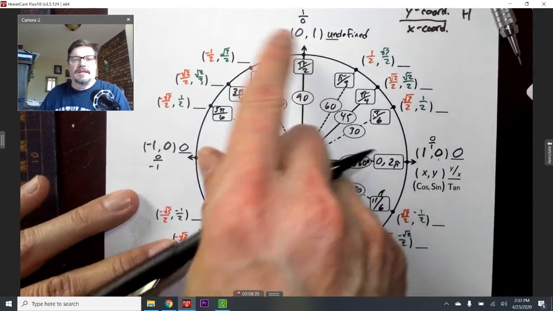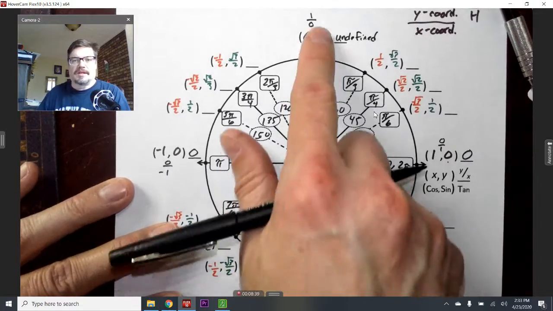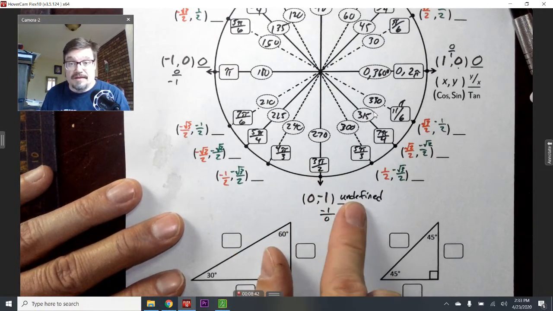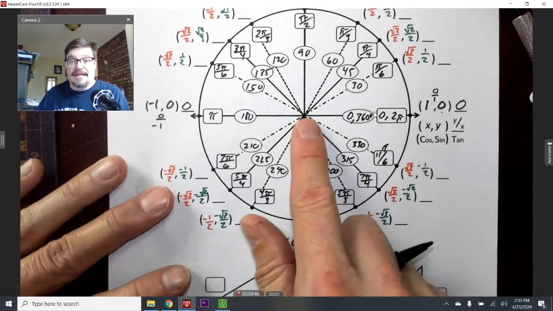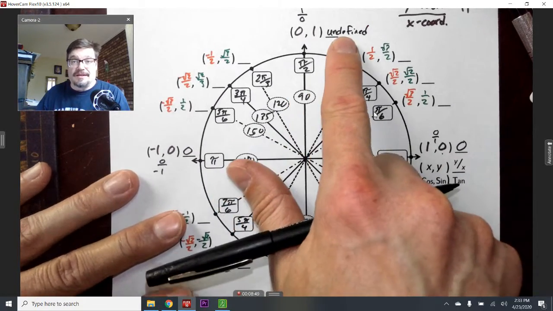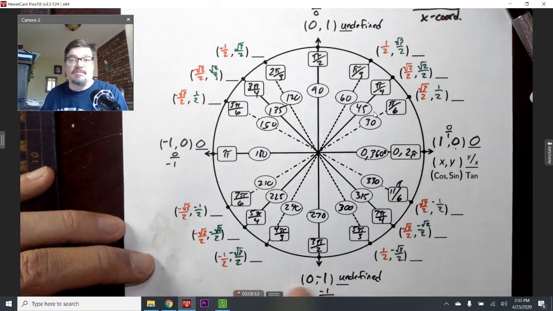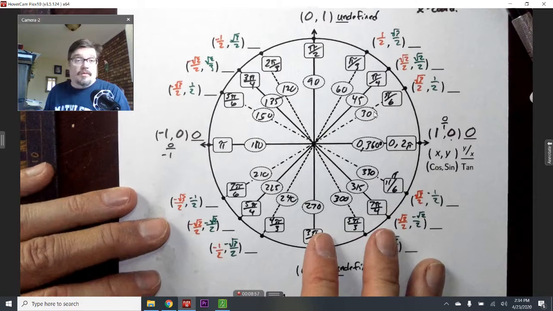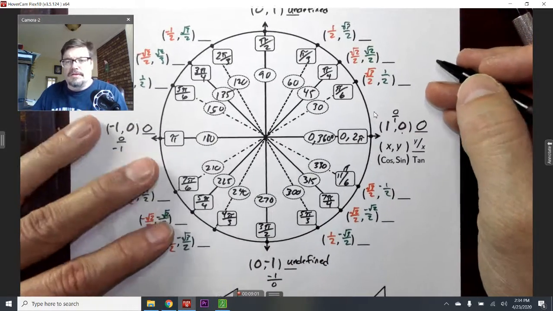Okay, so whenever your cosine is 0, it's going to be undefined. So the tangent of 3 pi over 2 is undefined, the tangent of 0 is 0, the tangent of pi over 2 is undefined, the tangent of pi is 0. All right, these are just labels. They're definitions.